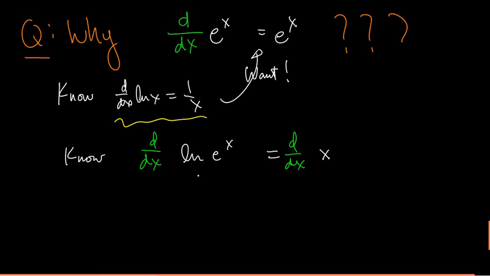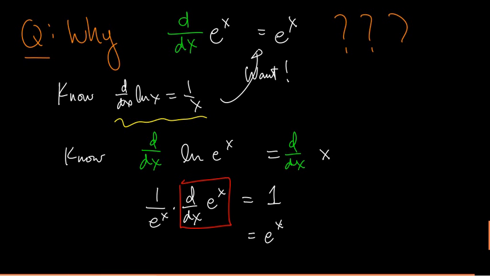It says the derivative of log of something is going to be 1 over that something times the derivative of that something. That's what the chain rule says. Derivative of the outer function with the inner function plugged in, times the derivative of the inner function. So this is going to be equal to, well, the derivative of x is just 1. And guess what? Solving for d dx of e to the x, multiplying both sides by e to the x, you get that it should be equal to just e to the x.